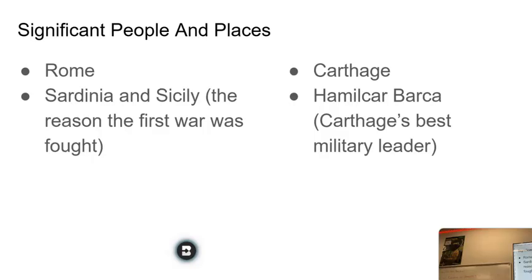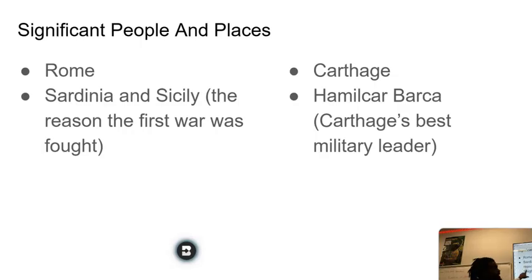On the left are all the people, places, and events that have to do with Rome. On the right are all the people, places, and events that have to do with Carthage. So to help you with your notes, you're going to do the same thing. These are not the only things you're going to write in this box, so write small. You don't have to write teeny tiny, but write it small, because you have a couple other things you're going to need to put in this box.